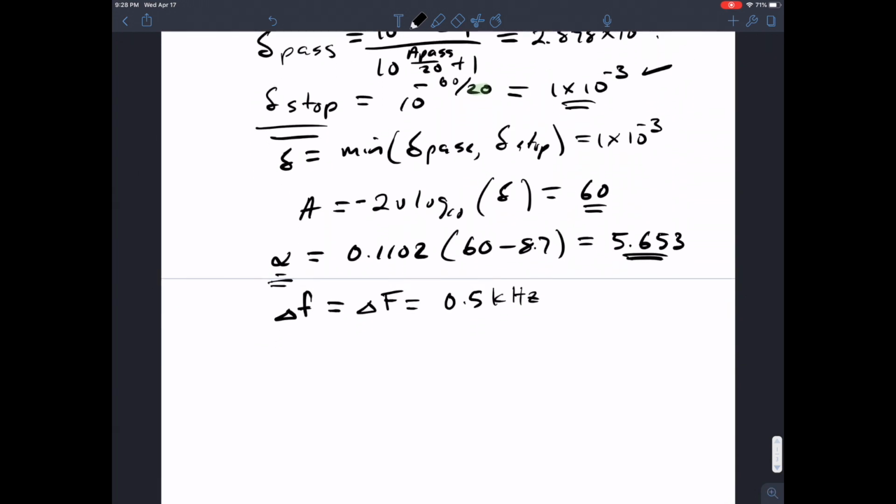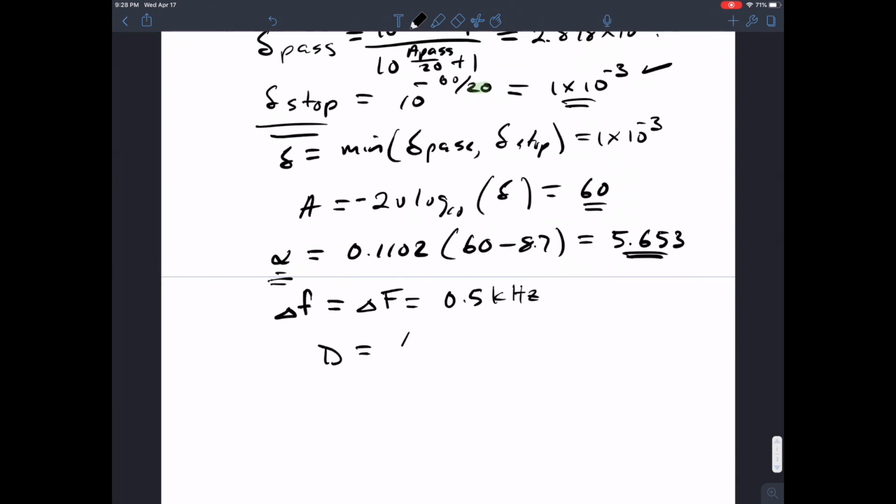So there's an intermediate step where you look at the value D. D is equal to A minus 7.95 divided by 14.36. Again, just a formula. You plug in 60 here. The value is 60. And you get 3.625.